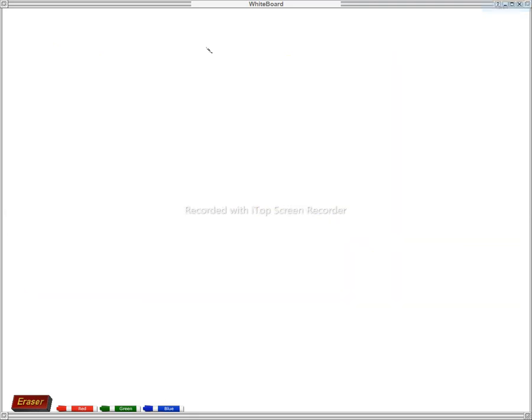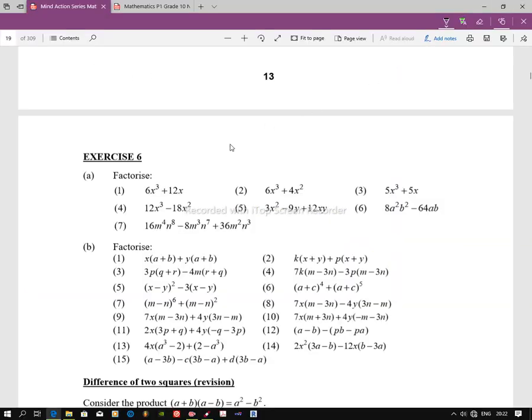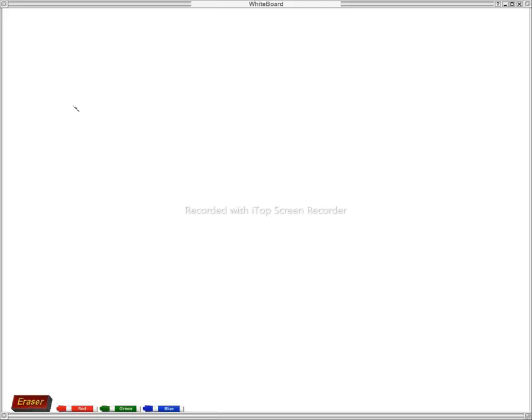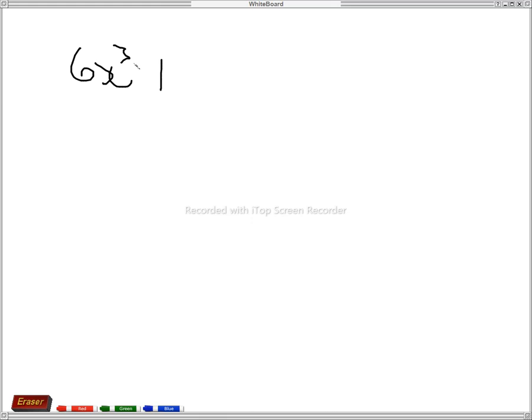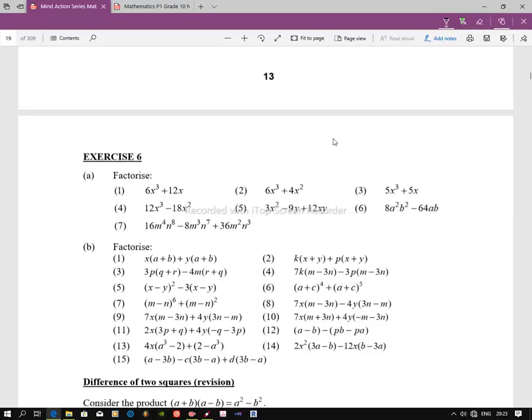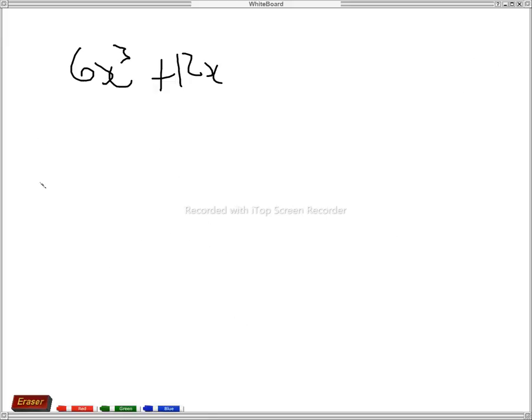Let me clear the board. Okay, number one is 6x cubed plus 12x. Let me just write it. 6x cubed plus 12x. So let's factorize. One thing I like about maths, the equations are straightforward. They will never take a long time to put the statement or the question. They will just get straight to the point.